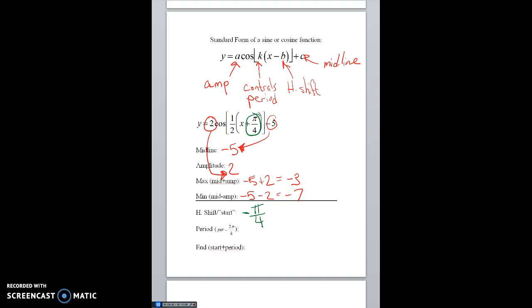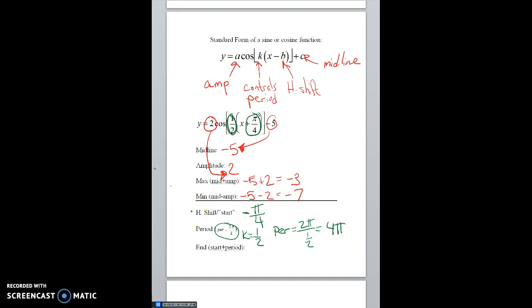To figure out the period, the little formula I wrote is right there. Period equals 2 pi over k. Here, k equals 1/2. So period equals 2 pi divided by 1/2, and that equals 4 pi.